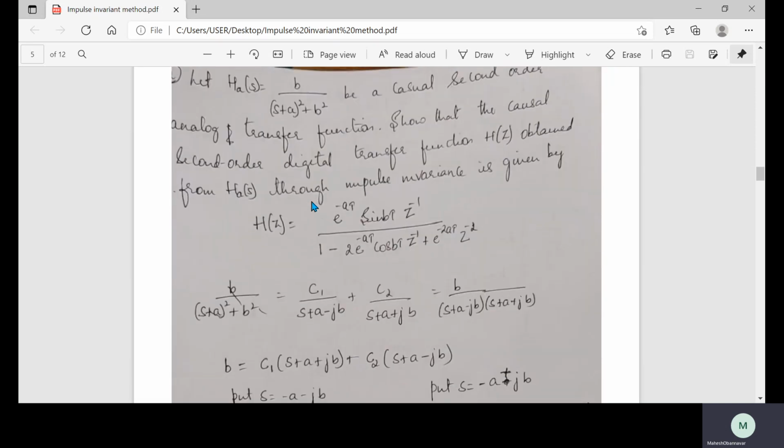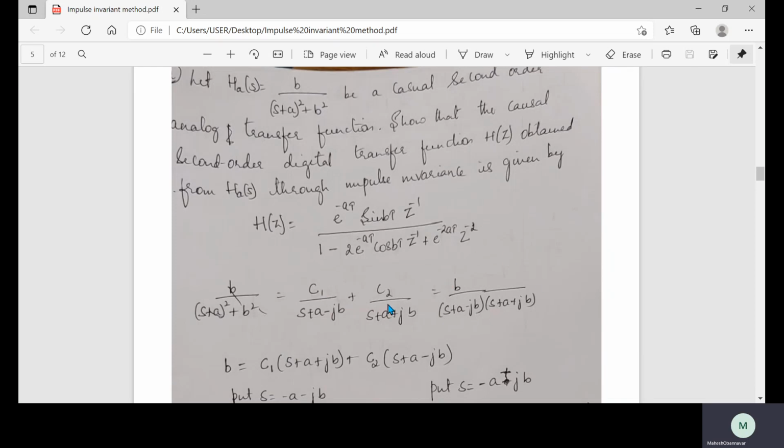So what you have to do? Get down the roots. So this can also be written as (s plus a) whole square plus b square. How is it written? It is a square, and you take this as minus of b square. So minus 1 is nothing but j. In that way you solve this one, you will get it in the form of C1 divided by s plus a minus jb plus C2 divided by s plus a plus jb, that is nothing but b divided by this, the given equation.